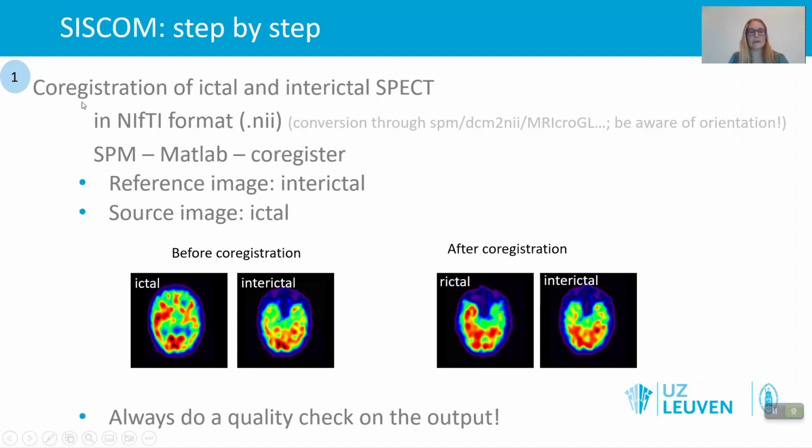If we start our SISCOM analysis, the first step is to co-register the ictal and the interictal SPECT scan. SPM works with images in NIfTI format. Generally, when you download or export the scans from the scanner, they are in DICOM. There are many tools to convert them. You can use SPM, you can use a DICOM to NIfTI tool, you can use MRIcroGL, and so on and so on.